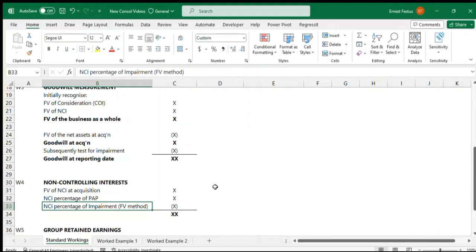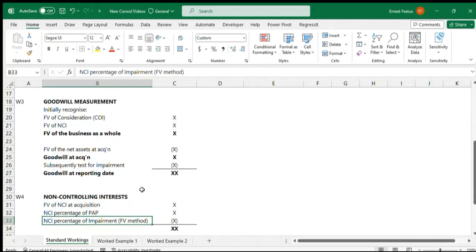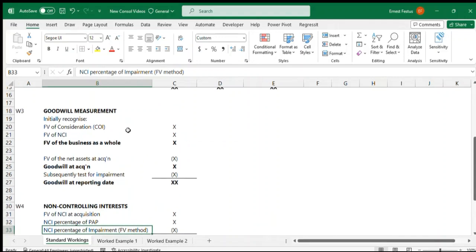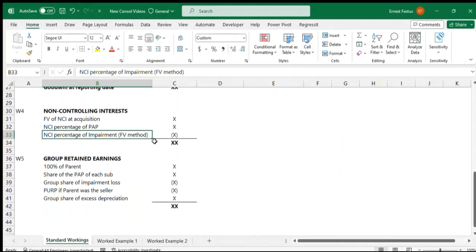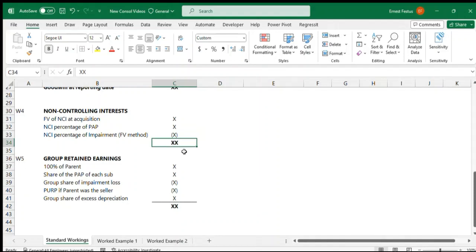The full goodwill method is mostly stated in questions. So when you see the question say the goodwill is to be measured at full goodwill, that means that we are using the fair value of the NCI and not the proportionate share. So those are some of the tricks that I want to share. Then we subtract the impairment because it is a loss, to get our non-controlling interest to be reported in the consolidated financial statements.